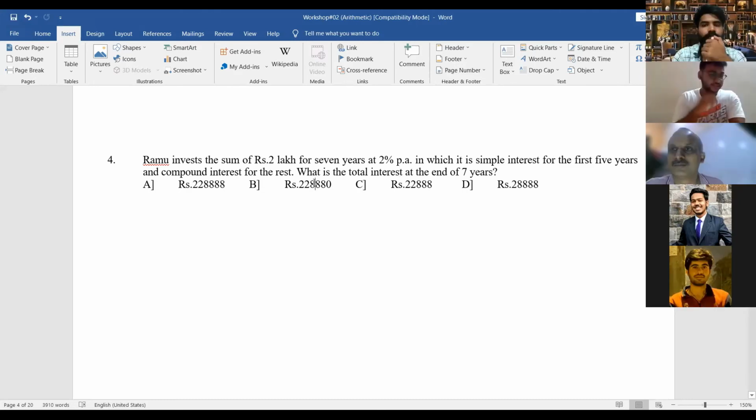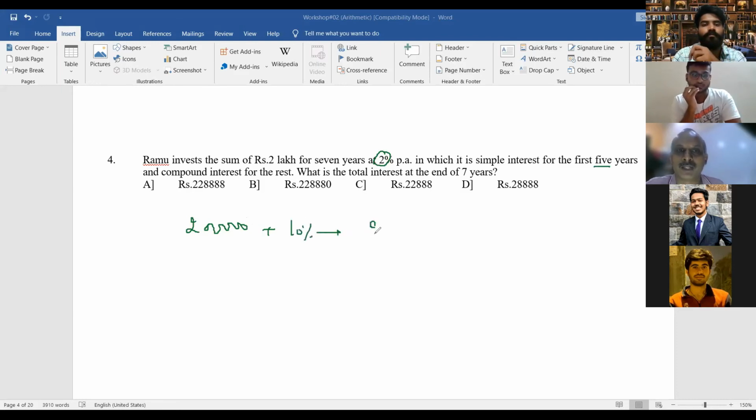Yes, sir. So I separately calculated the simple interest on 2 lakh rupees. Then the amount came to be 2,20,000, and then I calculated the compound interest of 2 years on that amount. How do you find the SI part? 2 lakh into 2% into 5 years. So 2 into 5 is 10% basically. 10% we can add. That gives me 2,20,000, right?